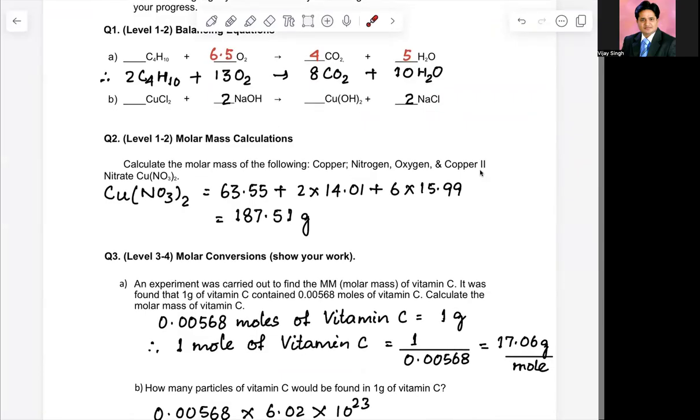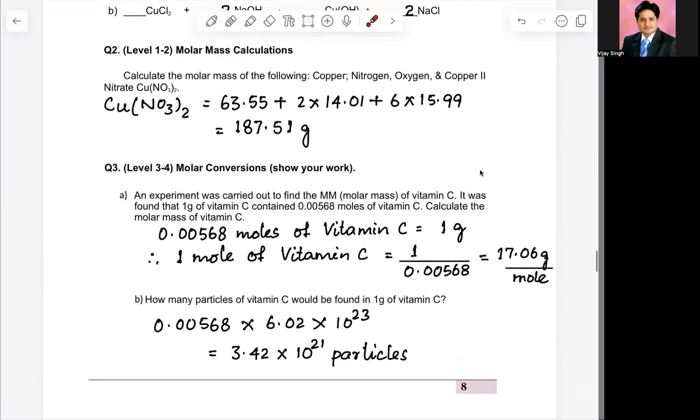Question number 2, calculate the molar mass of copper 2 nitrate. So you're supposed to find the molar mass of copper 2 nitrate. Copper is 63.55. Nitrogen is 2, so 2 times 14.01. And oxygen is 6, 6 times 15.99. That gives you 187.51. And that's the molar mass of copper 2 nitrate.